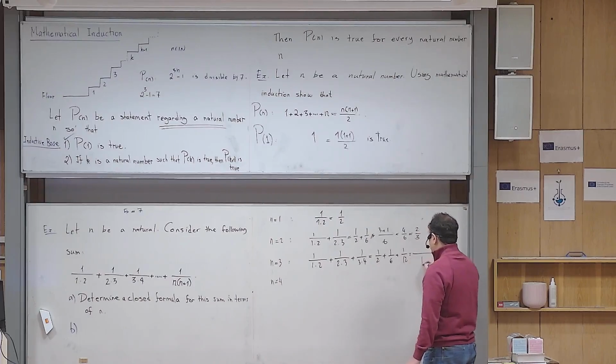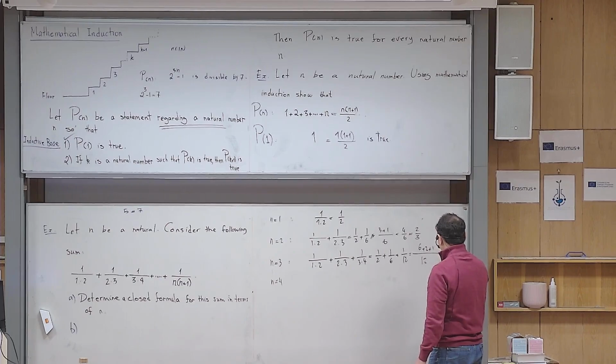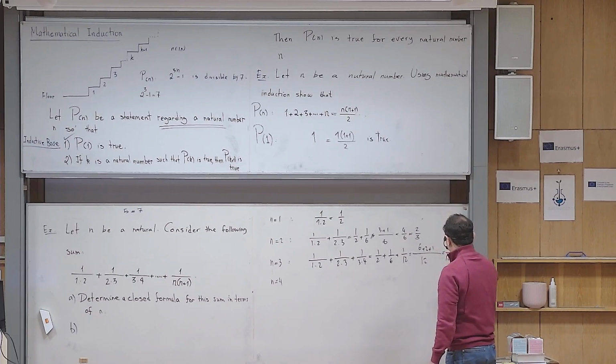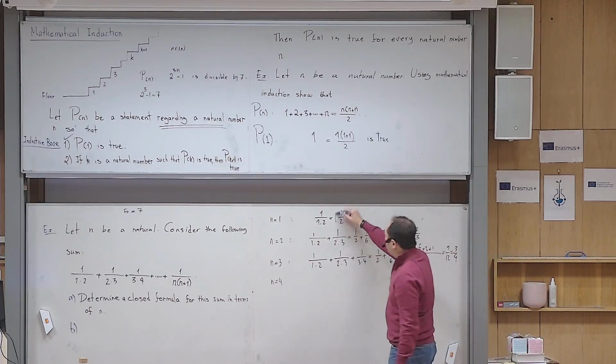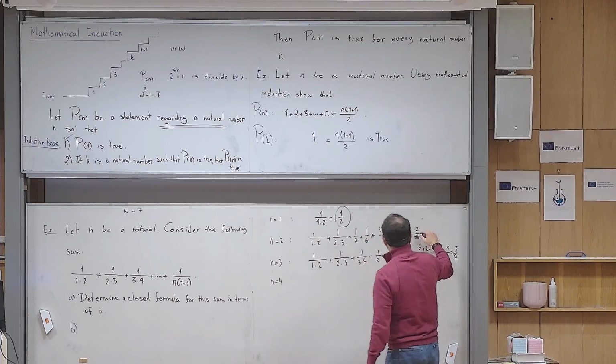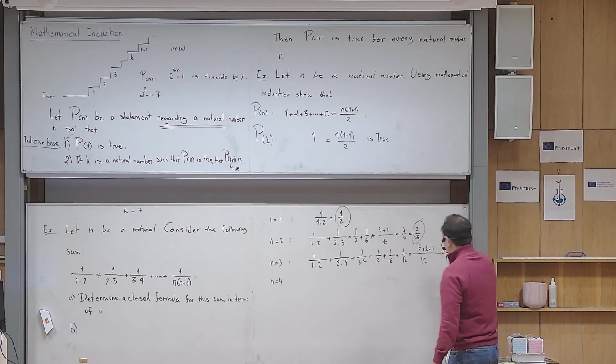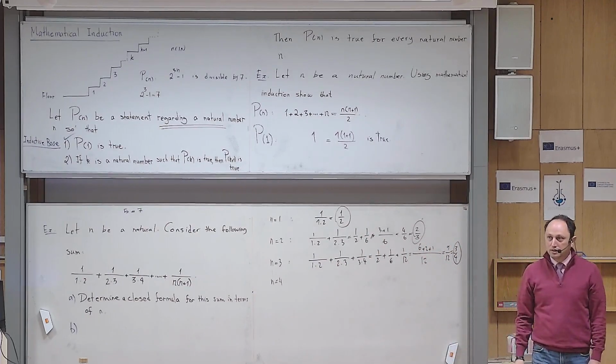And then I take the common denominator. This becomes 9 over 12, and then you simplify, 3 over 4. So now, do you think the pattern is revealing itself? I'm lazy to do the next one. Hopefully, you can see the pattern. Yes, is the pattern clear?